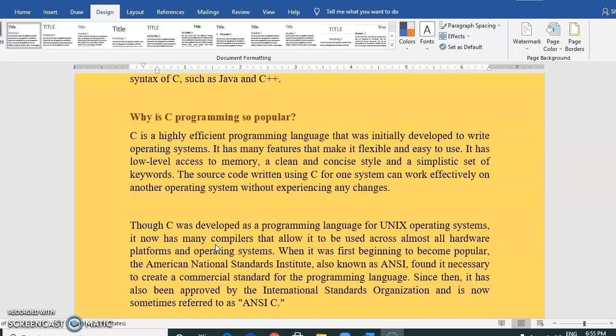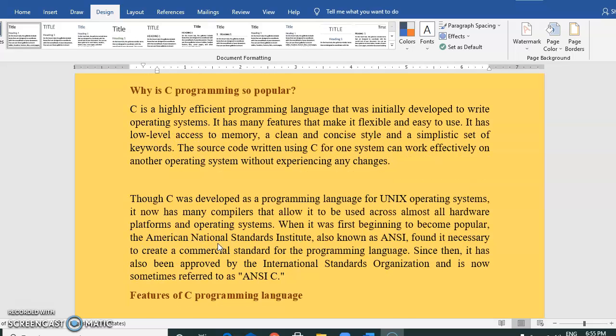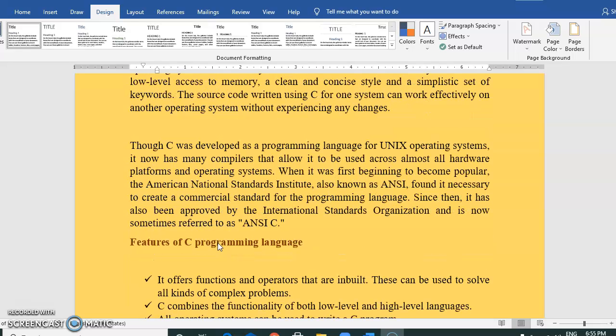C is a highly efficient programming language that was initially developed to write operating systems. So it has many features that make it flexible and easy to use. Okay, so though C was developed as a programming language for the Unix operating system, it now has many compilers that allow it to be used across almost all hardware platforms and operating systems.